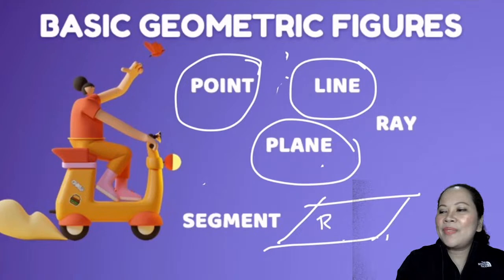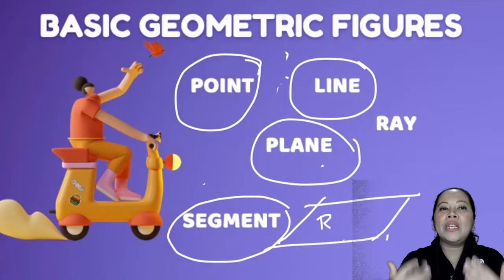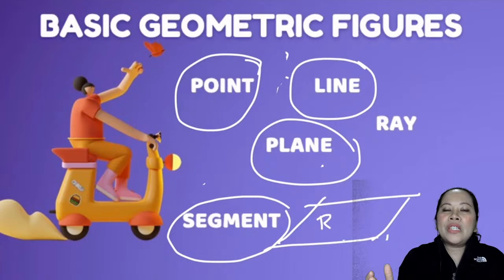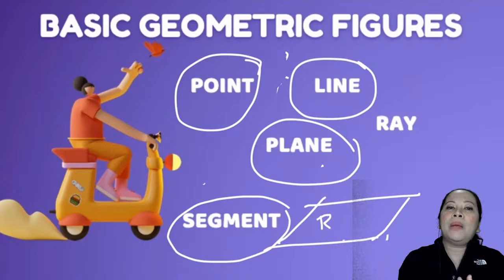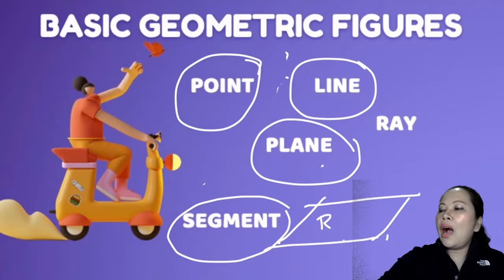Okay, next one is our segment. Even if you watch anything on TV, when we say segment, it's just a portion, right? The first segment will be today, the next segment will be tomorrow. So it's portion by portion. The same thing with our basic geometric figures. When we talk about a segment, it's only a part or a portion of a line. It is bounded by two endpoints. That means there is an end because it's just a portion. So how do we represent a segment?